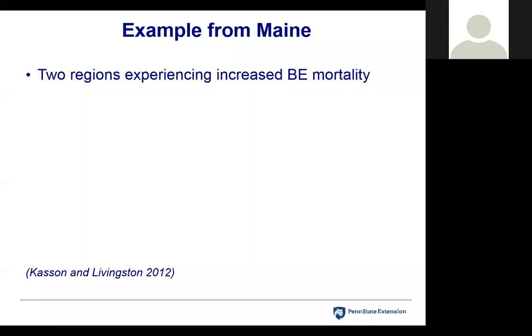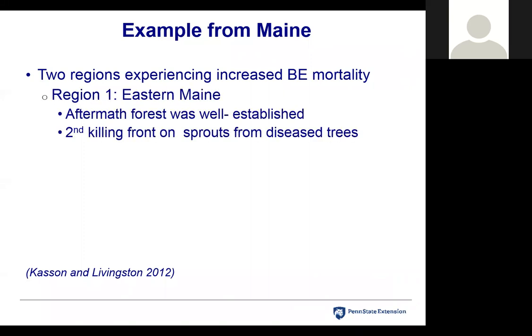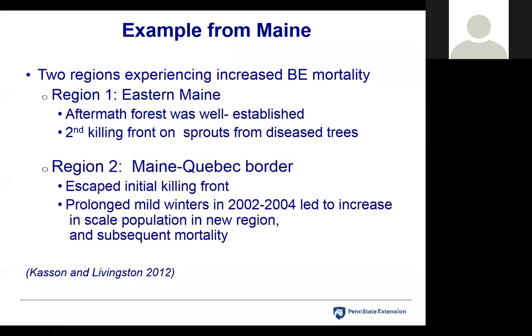And just two examples from Maine that are experiencing this increased detection of the scale and neonectria and increased beech mortality. There are actually two distinct regions. One is in eastern Maine, where that aftermath forest has been well established, and you're getting that second killing front on the sprouts now from those original diseased trees. The other area is along the Maine-Quebec border, and this is an area that had escaped the initial killing front several decades ago.